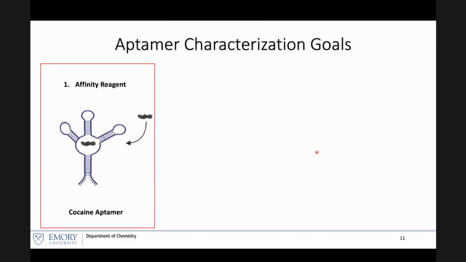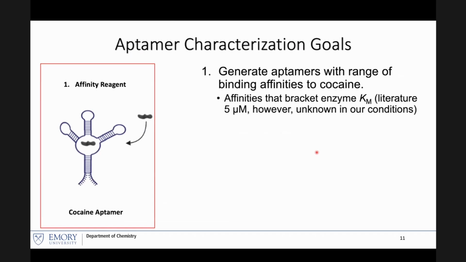I did talk about this cocaine aptamer in my last talk, so I won't spend too much time on it. But we have some characterization goals for each individual component. We have some requirements here. One, we want to generate aptamers with a range of binding affinities to cocaine. Why do we want to do this?